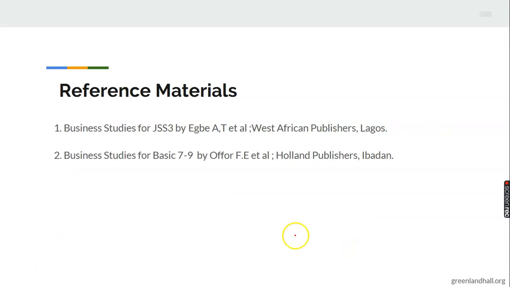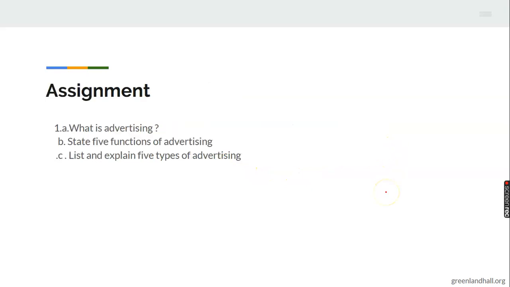Reference materials. The reference materials include Business Studies for GS3 by B.A.T. et al., West African Publishers, Lagos, and Business Studies for Basic 7 to 9 by F.E. et al., Helen Publishers, Ibadan.